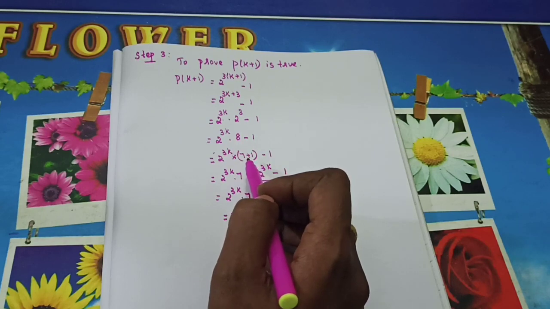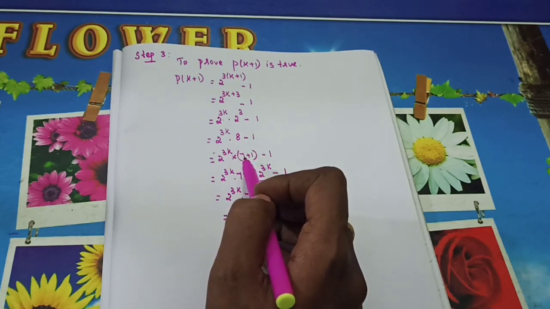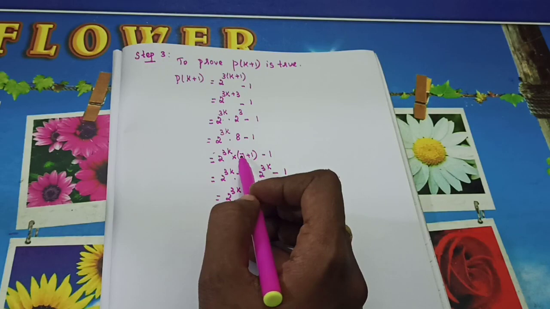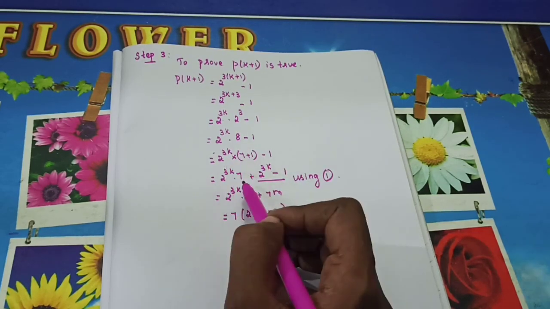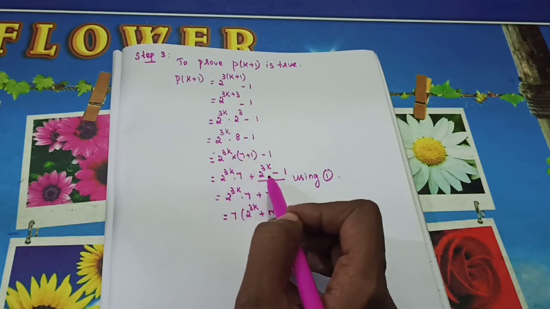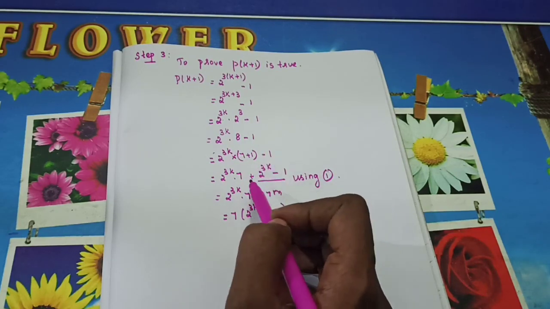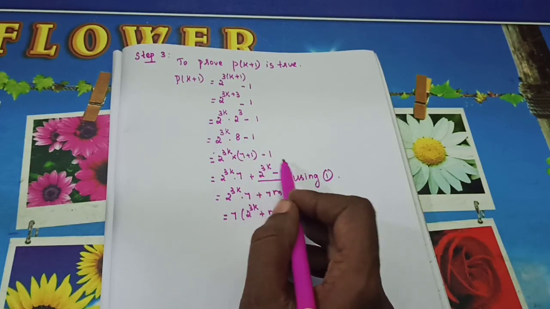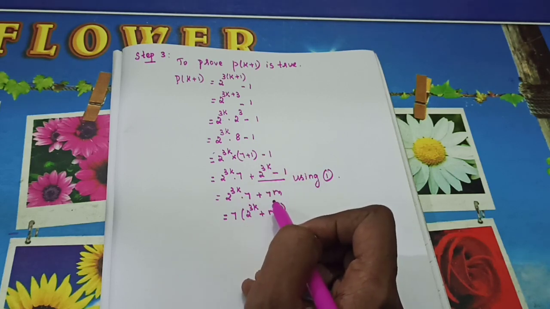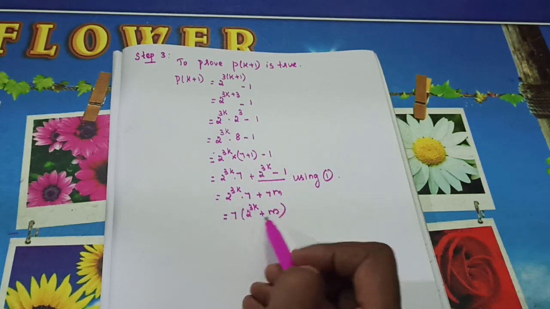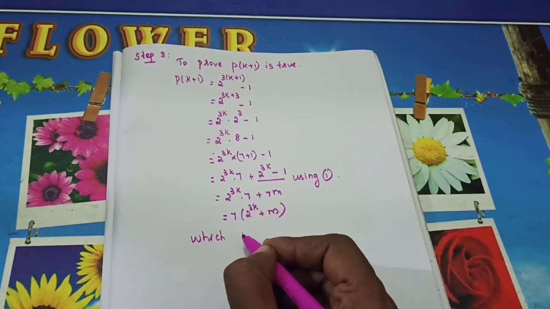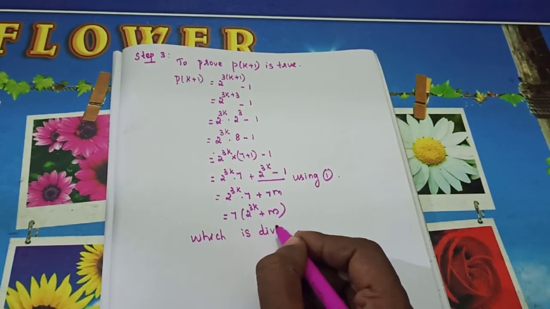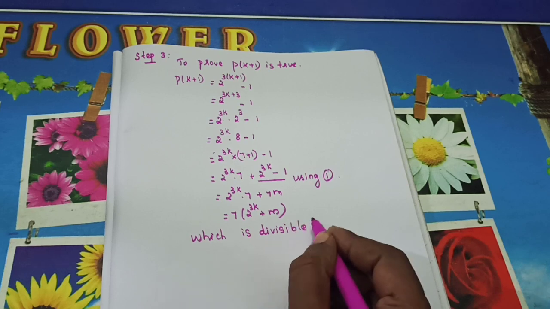The reason is I need to say whether it is divisible by 7. So 7 plus 1 minus 1. So 2 power 3k into 7 plus 2 power 3k into 1 is 2 power 3k minus 1. So together by using 1 I will write as 7m, 7 into something. From here I took 7 outside, which is divisible by 7. So 7 into something means which is divisible by 7.